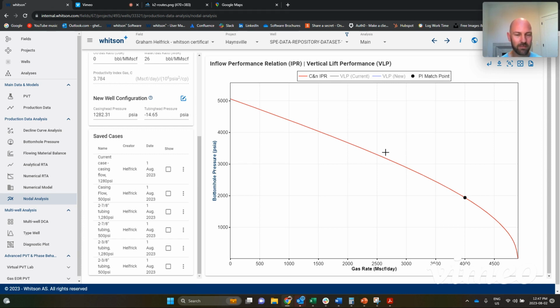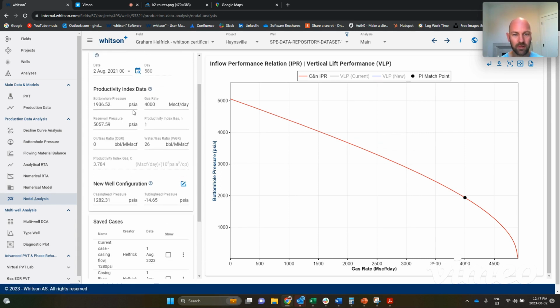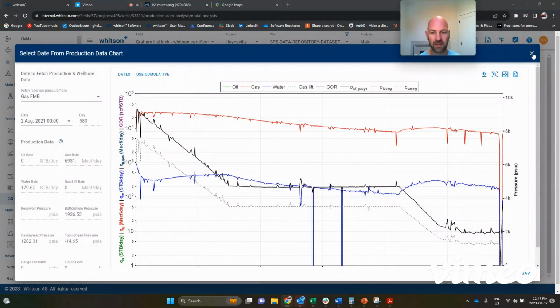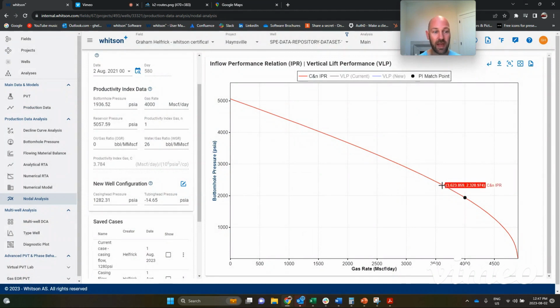So here in Whitson, we have this nodal analysis option down here. To create our IPR curve, we can just pick a date from the well's history. It'll note what the average reservoir pressure was through the flow material balance we've done, and look at the current rates, the drawdown, and basically create the IPR for the well.